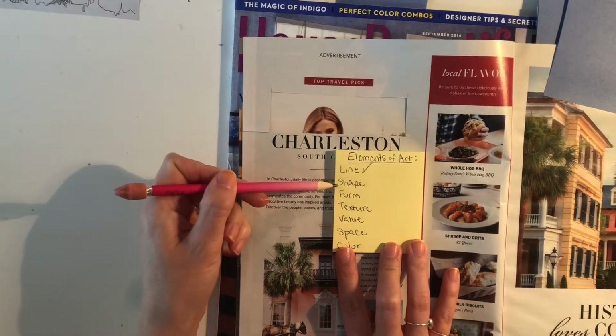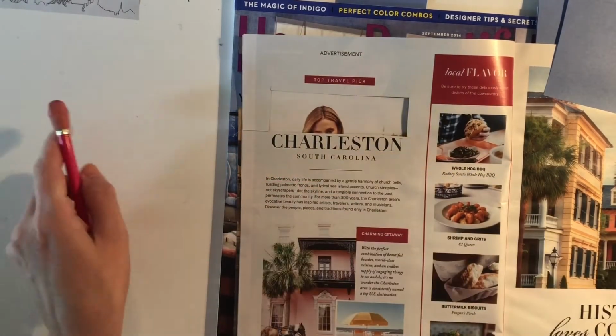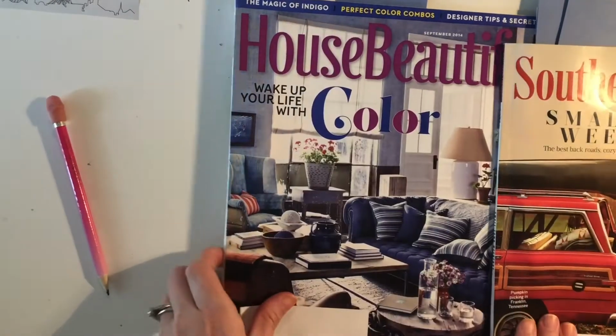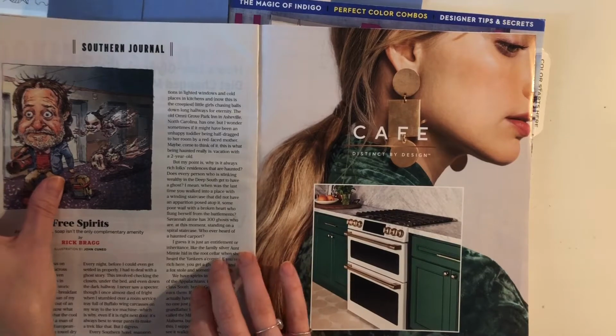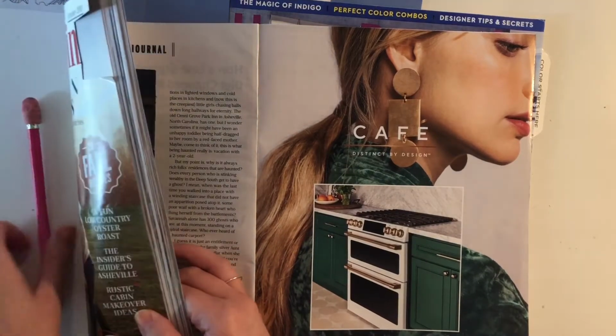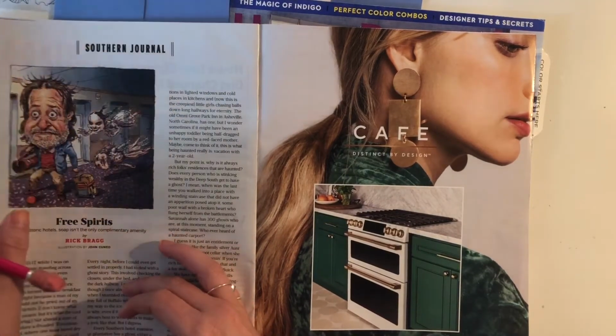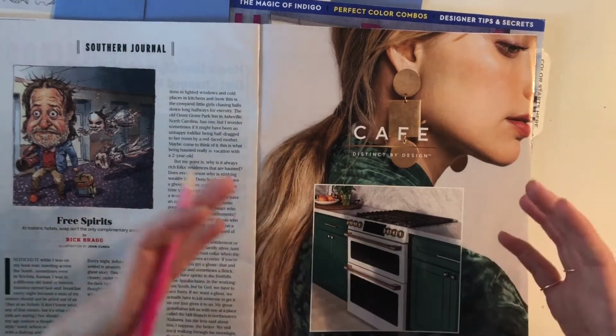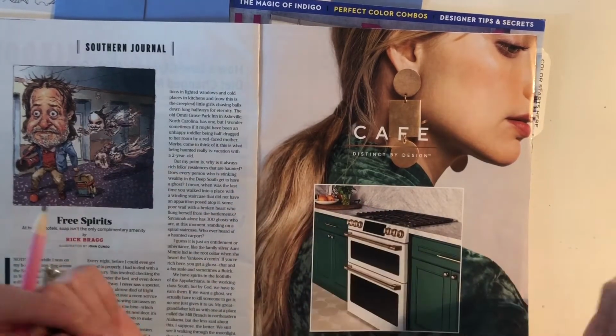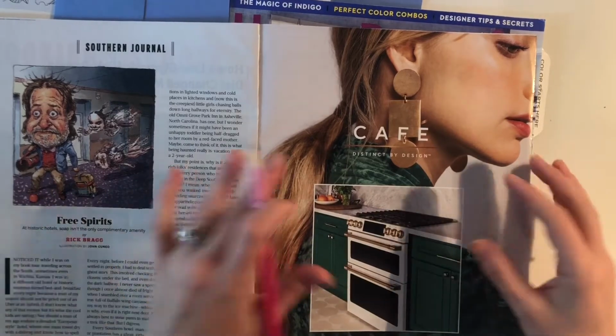So the next image I'm going to look for is shape, and I have already found one of those that I thought would work well. So we know there are geometric shapes like circles, squares, triangles, and such. And we also have organic shapes, things that are not perfectly symmetrical and things that may be more organic and smooth flowing, asymmetrical type of shapes.